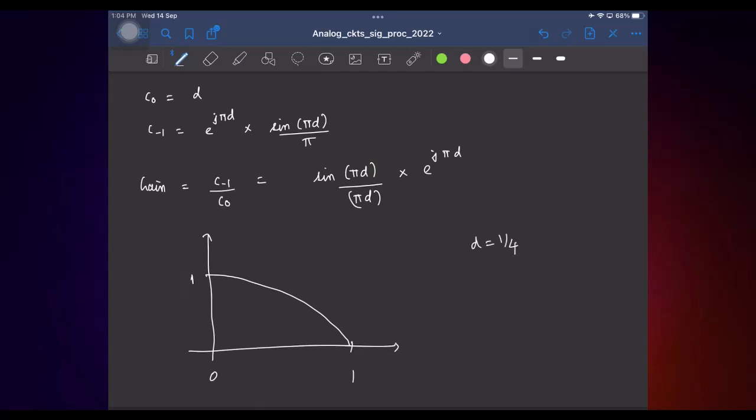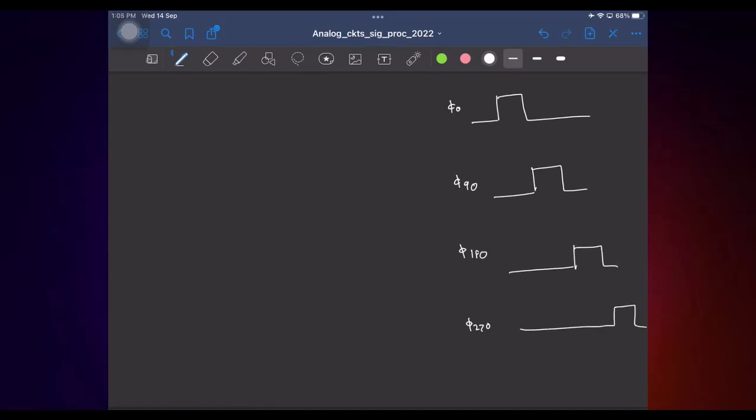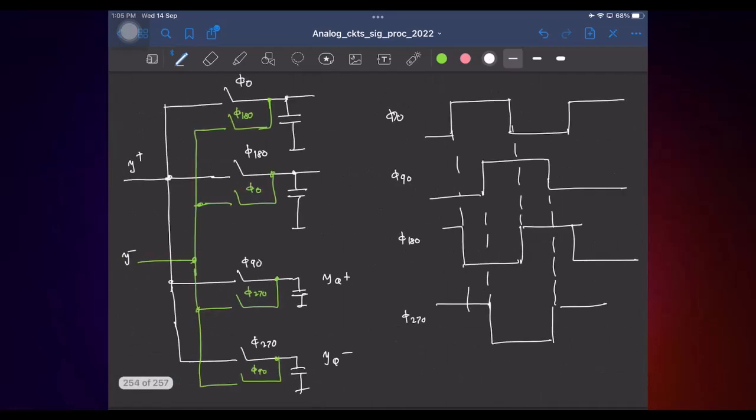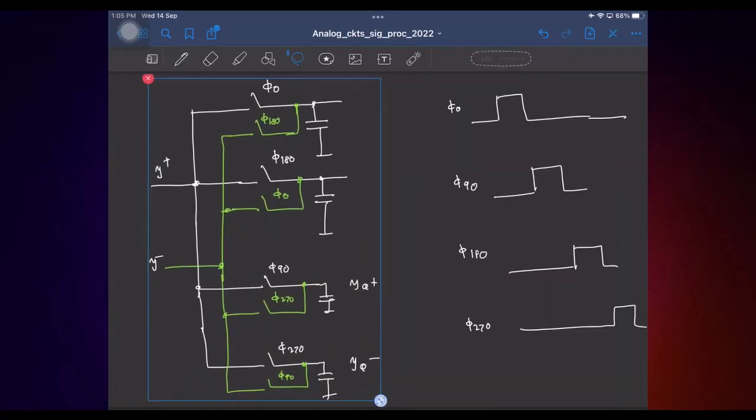Okay? And when you do that, our clocks, phi 0, phi 90, phi 180, and phi 270, they all become non-overlapping again. Right? So if you feed in these clocks to our mixer that we saw, this is how you'll do it, right? This is a mixer and these are the clocks that you'll be giving.